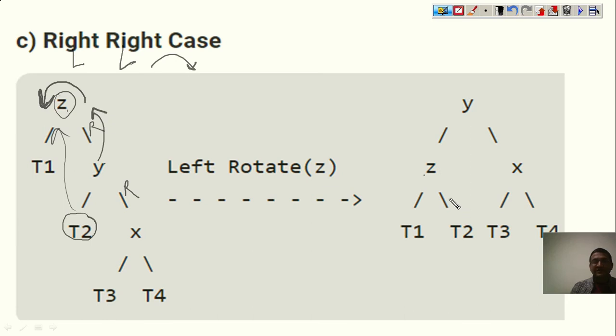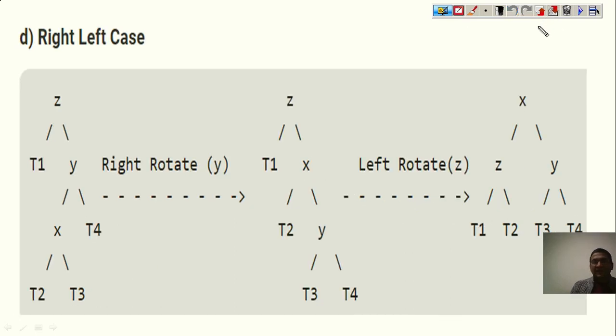So just keep a note that when you do the LL case and the RR case, only one rotation is sufficient to make your tree balanced. But when we do the right-left case or the left-right case, we have seen that two rotations are required in the LR case. Similarly, you can find that with the right-left case the same thing is happening, because this represents the mirror case of the LR case.